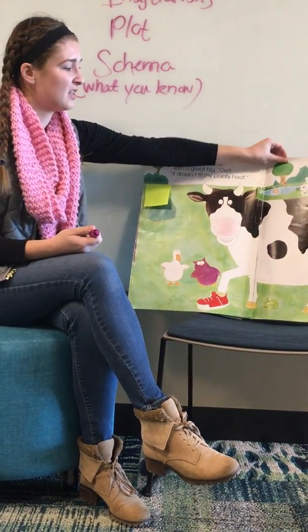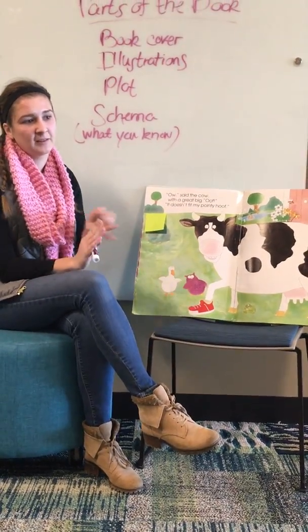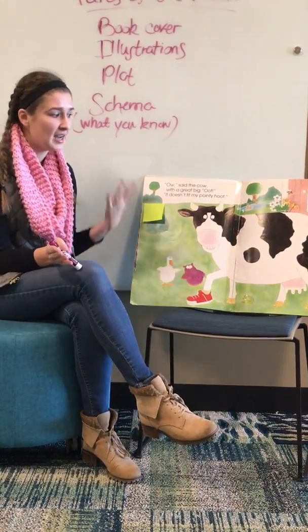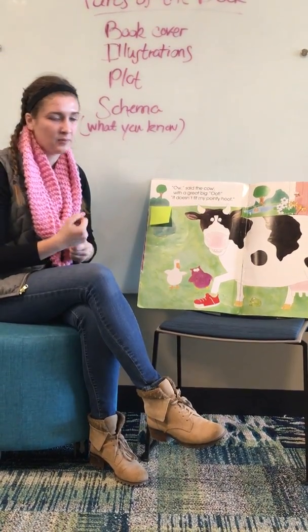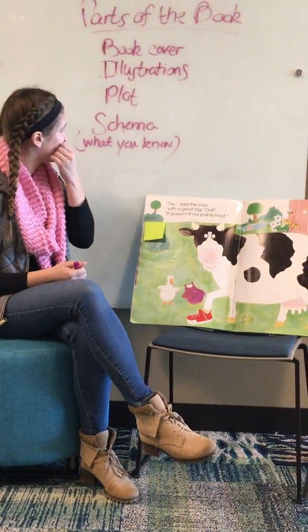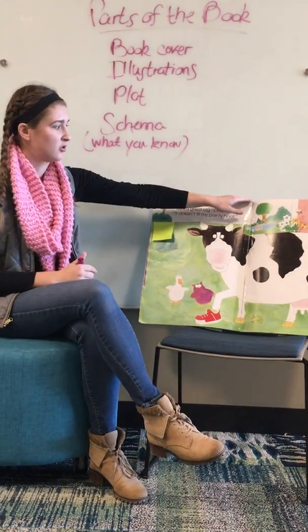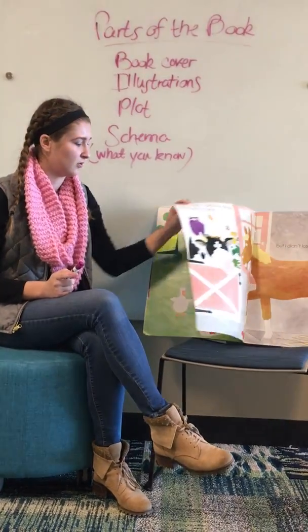All right, so we're getting to the end of the book. What do you think is going to happen? We have all these animals. We had the fish, we had the frog, we had the duck, we had the bee, and the cow. And the shoe didn't fit any of them. So what will happen next? Maybe it'll fit a person. A person? That's true. That's good schema because you know you wear shoes, so maybe the shoe is for a person.